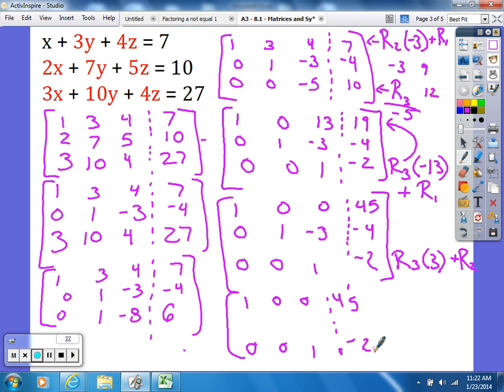And if I multiply this by 3, I'll still have 0, 1. What's going to happen right here? 3 times negative 2 is, plus negative 4 is, done. And that's my answer to this problem.